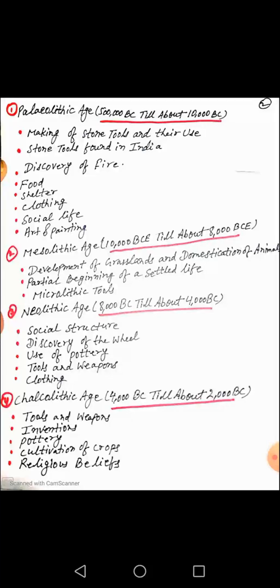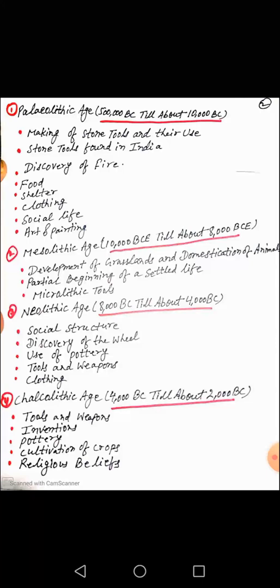Now the third stone age is Neolithic age, which started at 8,000 BC till about 4,000 BC. In the Neolithic age, number first point is social structure. You have to read. Second, discovery of the wheel in Neolithic age, use of pottery, tools and weapons, clothing.